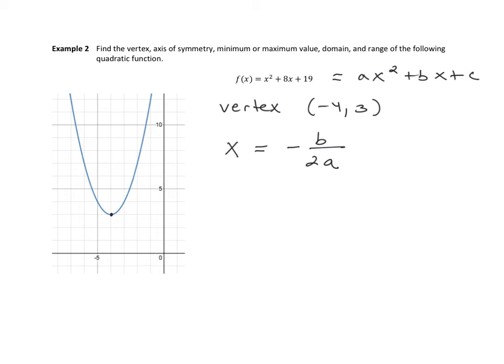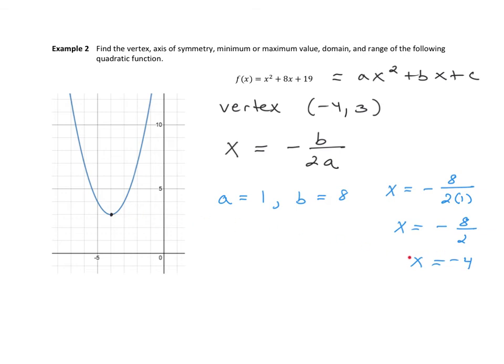So let's try that out for this problem just to see if it matches up. So a is equal to 1, and b is equal to 8. So the vertex should equal negative 4. If I put it into the formula, it's negative b, which is 8, and I divide by 2 times a, which is 1. Okay, this works. It's negative 8 over 2, and that does, in fact, equal negative 4.